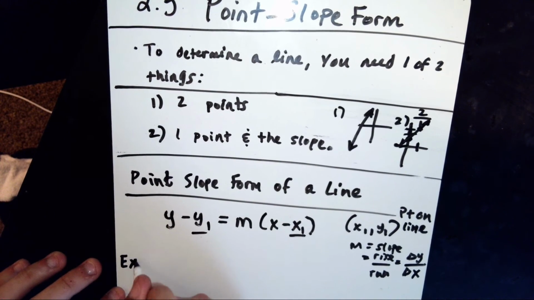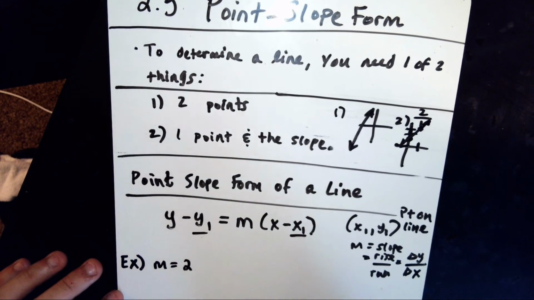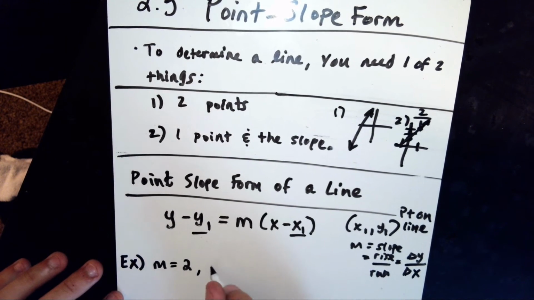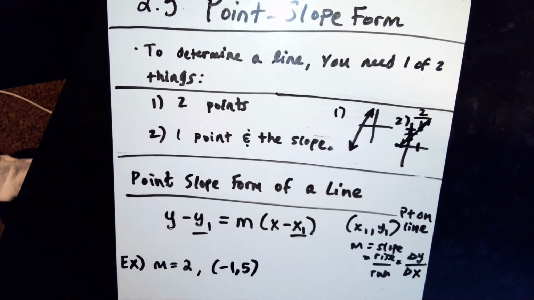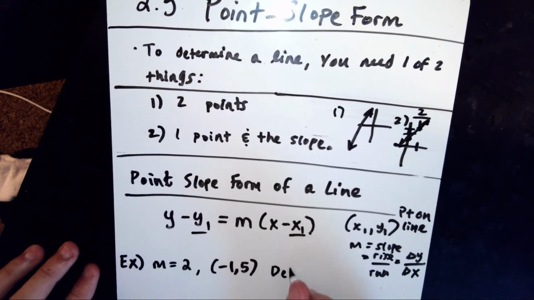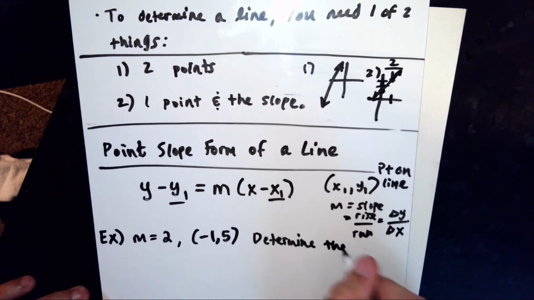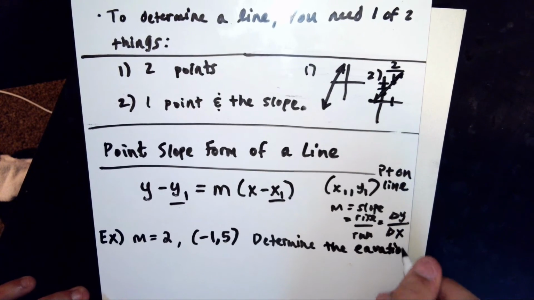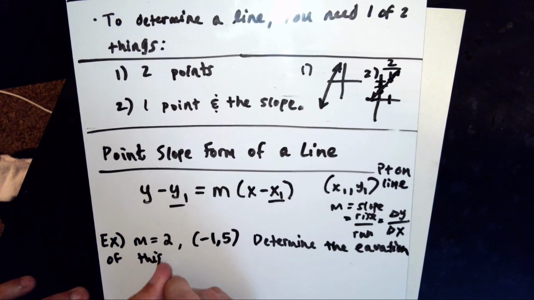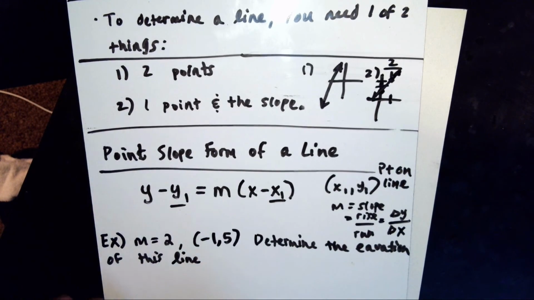So let's just say that we know that the slope of a line is 2, and say we also know that this line with the slope of 2 goes through the point -1, 5. And let's say that we want to determine the equation of this line. All right, so let's go ahead and do that. Let's determine the equation of this line.